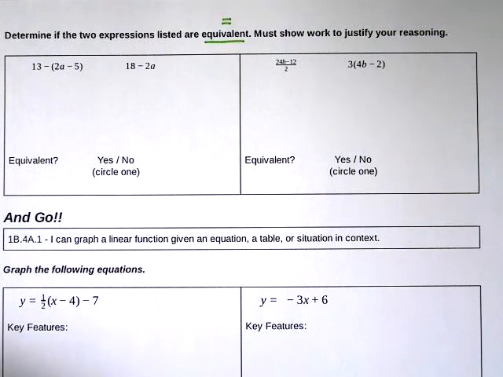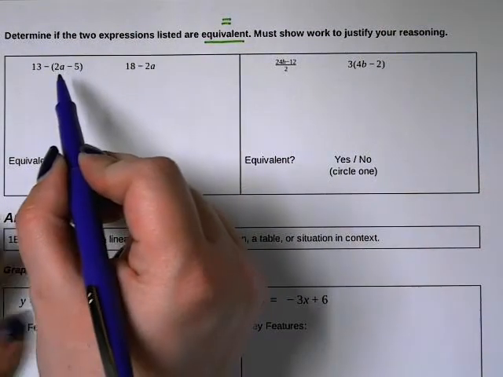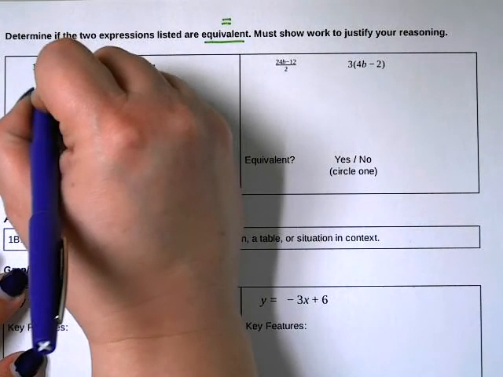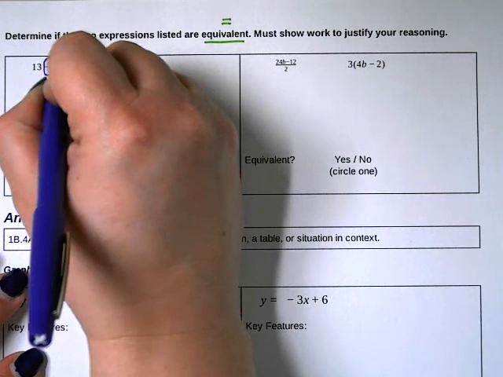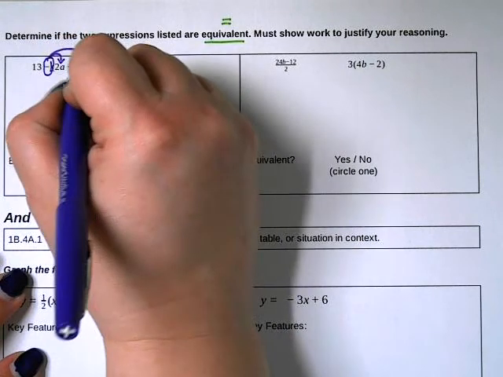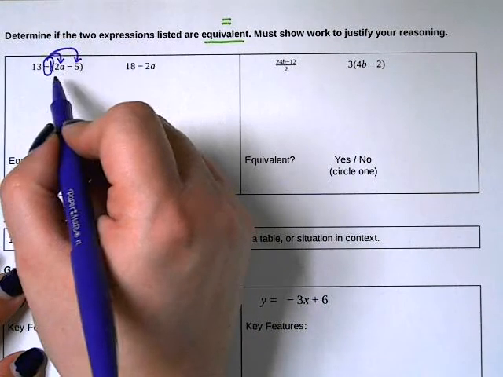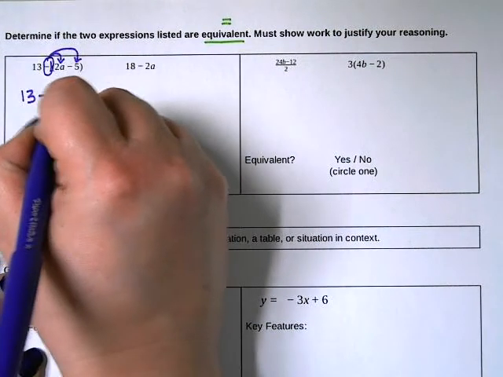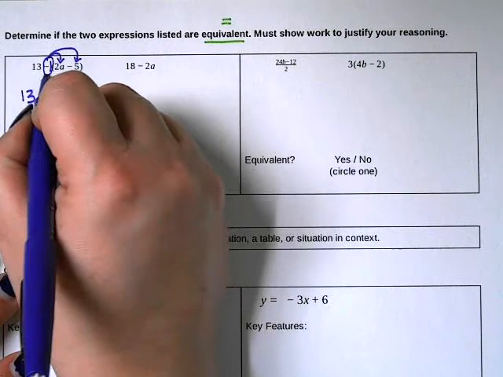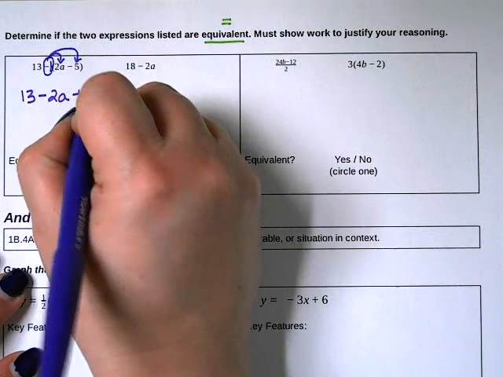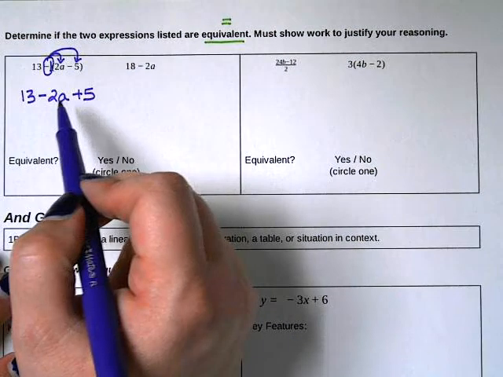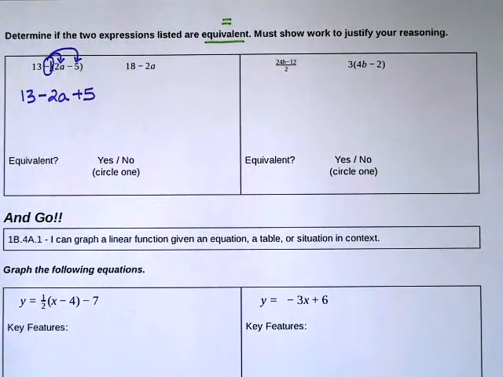So the first thing that we're going to do here is we can look and see that there's parentheses. In order to get rid of parentheses, we have to distribute whatever's in front. So in this case, we're going to distribute that -1. Since it just says minus this stuff, we know there's an invisible 1 there. So we're going to have 13 minus 2a, and then we're going to do -1 times -5. That becomes a +5.